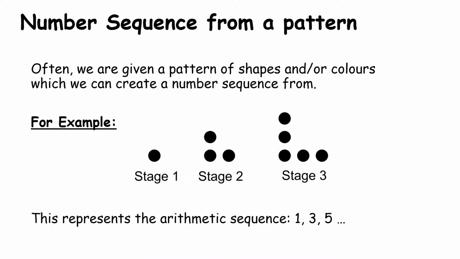So now let's look at a number sequence which we take from a pattern. Often we are given a pattern of shapes and or colours from which we can create a number sequence. So look at this example. We've got a series of dots. Stage 1 is a single dot, stage 2 is 3 dots, and stage 3 is 5 dots. So this represents the arithmetic sequence 1, 3, 5. And if you want to go a step further, you could say that you're adding 2, you're adding 2, and we can work with that.